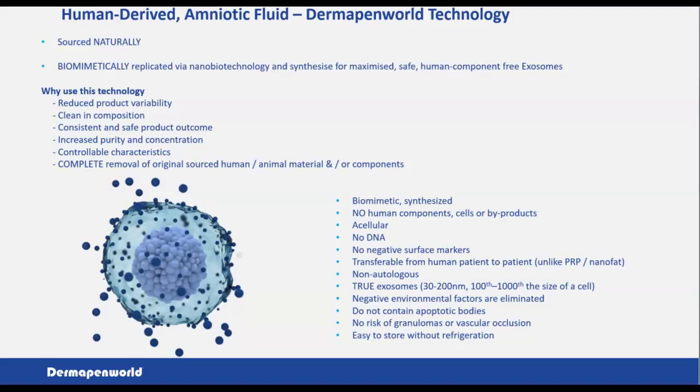So we know it's completely synthesized, no human components, just acellular, no DNA, no negative surface markers, can be transferable from patient to patient, unlike PRP or nanofats, which is completely patient dependent. True exosomes, as I said, is between 30 and 200 nanometers, the size of a cell. Negative environmental factors are eliminated, does not contain apoptotic bodies, which is death will kill off cells, no risk of granuloma or vascular occlusion, and does not need to be refrigerated.